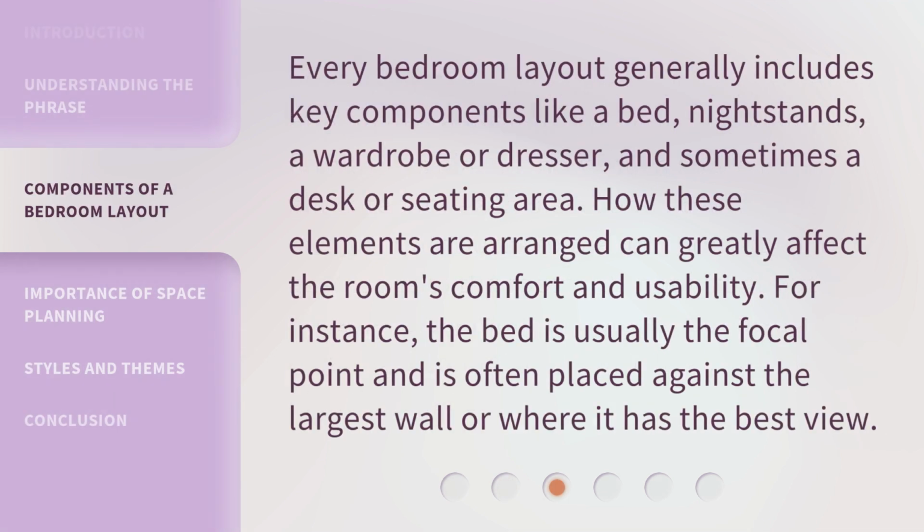Every bedroom layout generally includes key components like a bed, nightstands, a wardrobe or dresser, and sometimes a desk or seating area. How these elements are arranged can greatly affect the room's comfort and usability. For instance, the bed is usually the focal point and is often placed against the largest wall or where it has the best view.